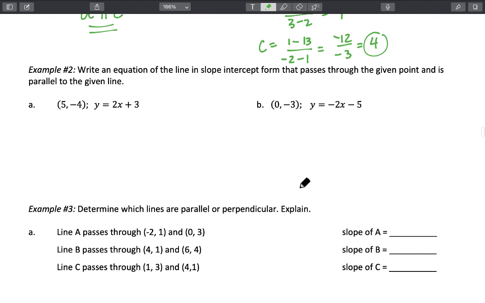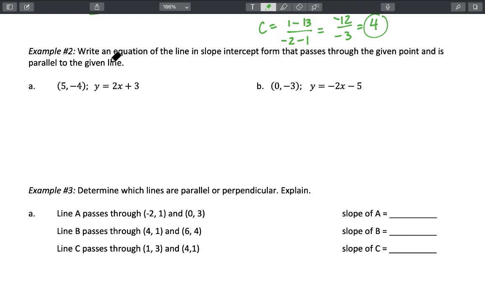All right, moving on down to example 2, we want to write an equation of the line in slope-intercept form that passes through the given point and is parallel to the line that's given. All right, so we want to write something in slope-intercept form, but we're going to be given a point and we're going to be given a line that it's parallel to. All right, so let's take a look here at example A. For number 2, it's going to pass through this point here of 5, -4, and it's got to be parallel to my line with the equation y equals 2x plus 3.